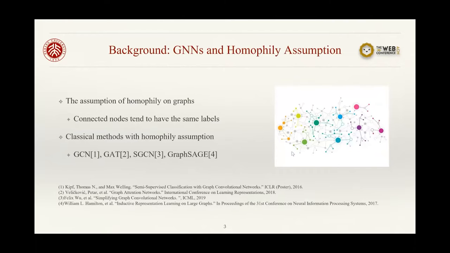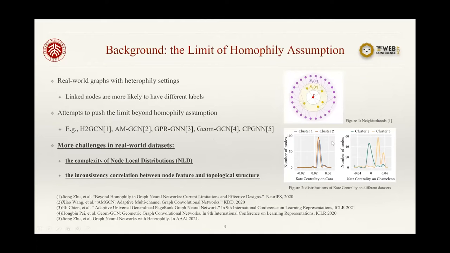Over the years, many classical GNN models, such as GCN, GAT, SGCN, GraphSage, and more, have embraced the assumption of homophily on graphs, which assumes that connected nodes tend to have the same labels. Under such an assumption, the propagation and aggregation of information within graph neighborhoods are efficient. However, there do exist real-world graphs with heterophily settings where linked nodes are more likely to have different labels.